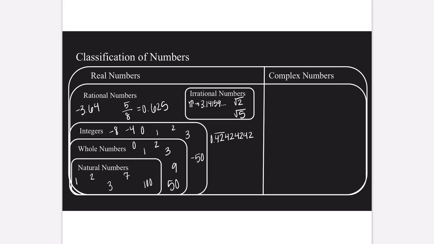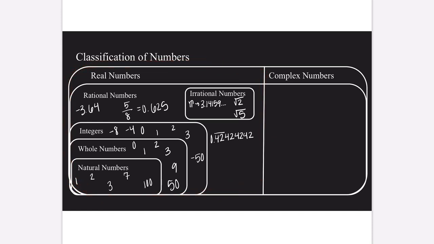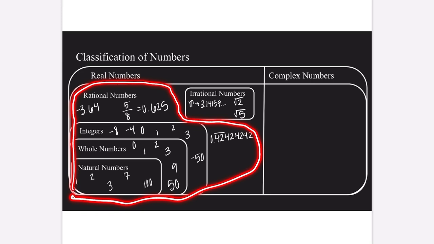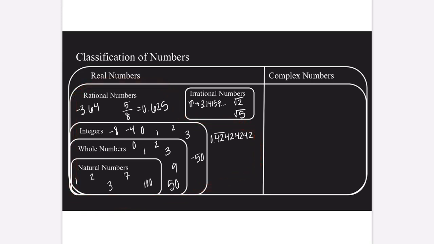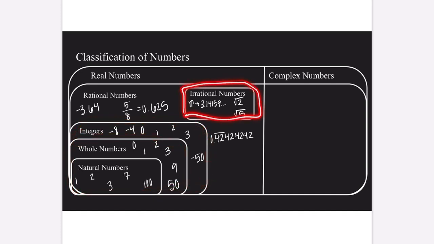Okay, those all technically are real numbers. So again, we have our real numbers, which include all of these things. Rational numbers include all of this stuff. Okay, integers include all of this. Whole include all that. Irrational is kind of like a separate category.